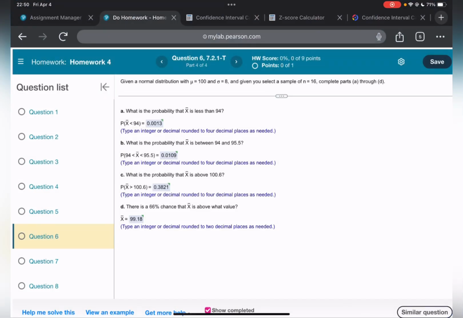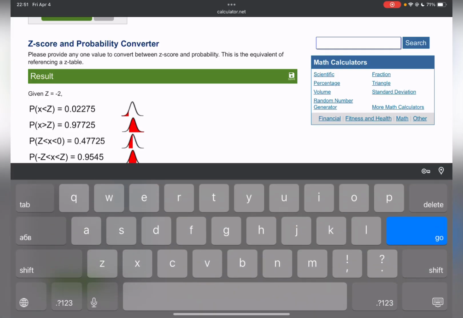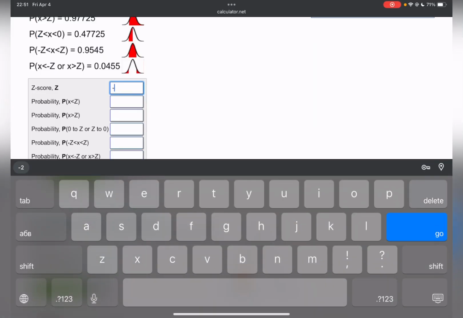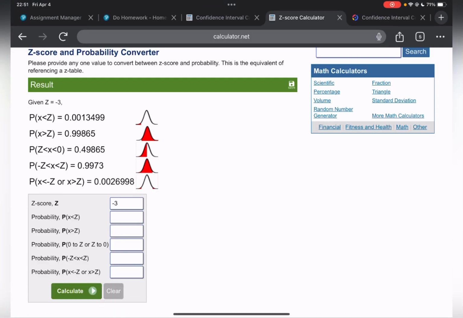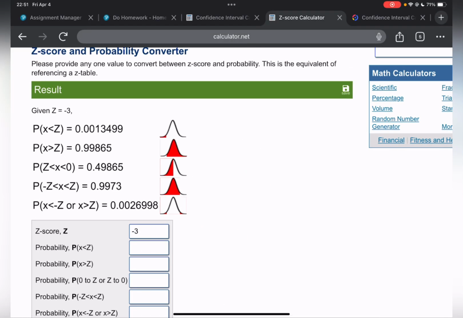And this time is going to be this calculator. So we have negative 3, and we are getting, so see, you have here x is less than z, x is greater than z, in between, or less than greater. So in our case, z is negative 3. Right here, see it's showing z is negative 3. So x is probability of x is less than negative 3. In our case, it's 0.001.